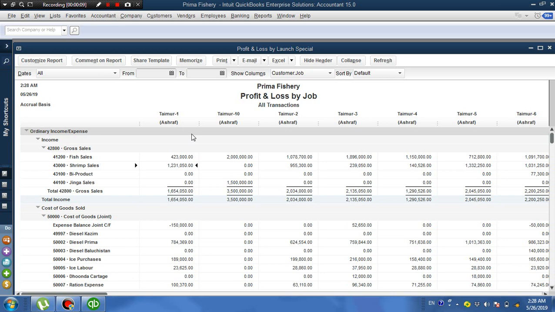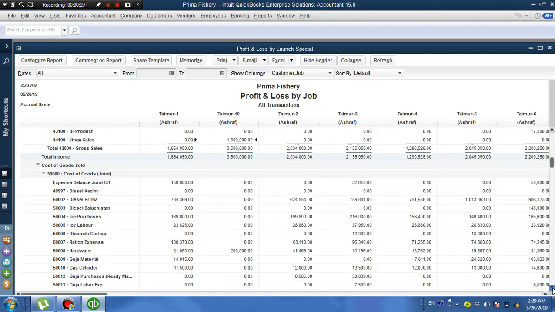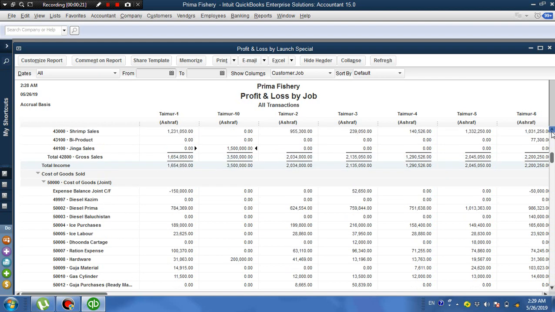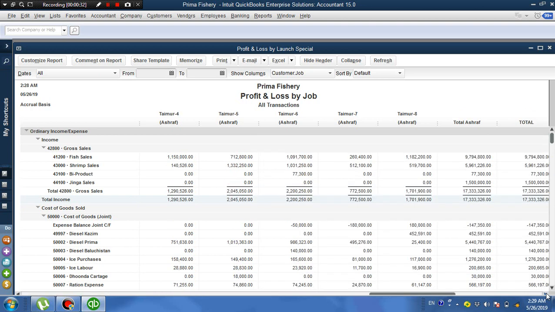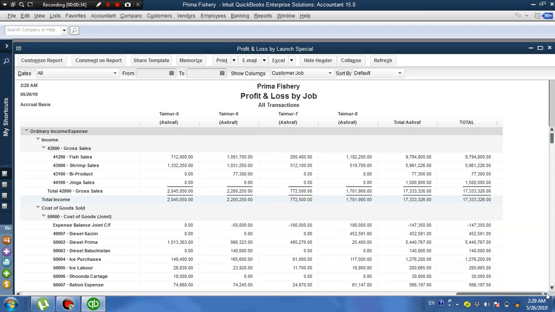Continuing from the previous video, we have recorded these few entries which are shown in the profit and loss. Let us navigate in this company a little more in detail to understand this profit and loss clearly and to easily navigate in this.